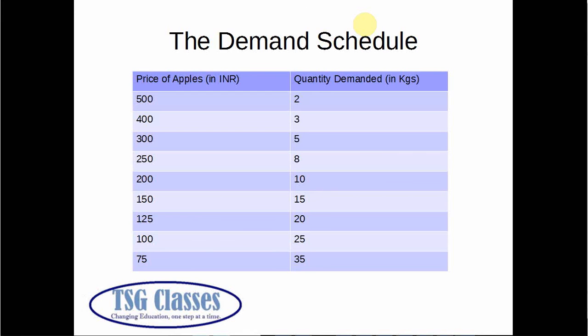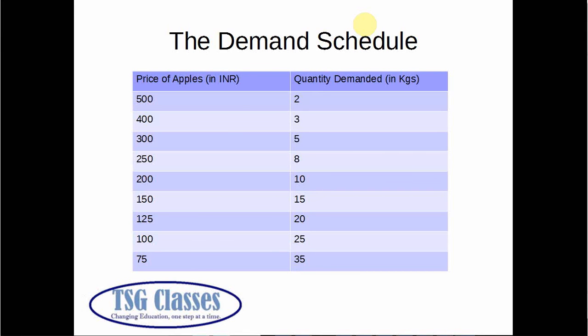At 200 rupees a kilo or 150 rupees a kilo, which is currently the price of apples in my locality here, 15 kgs of apples is the daily quantity demanded. And as the prices go down, even people with limited income are able to afford it. So if the prices go to 75 rupees a kilo, the quantity demanded is fairly high.